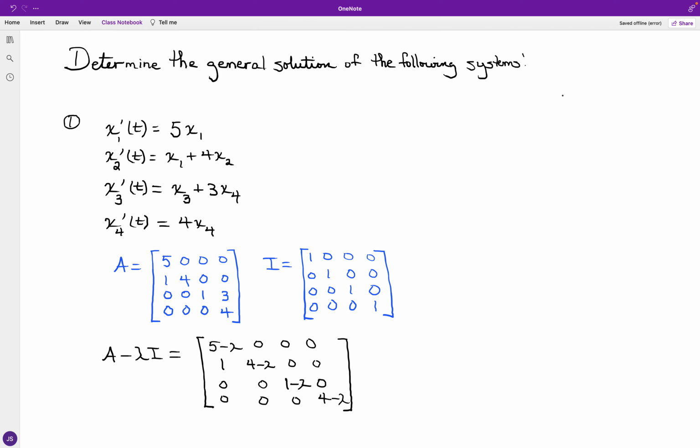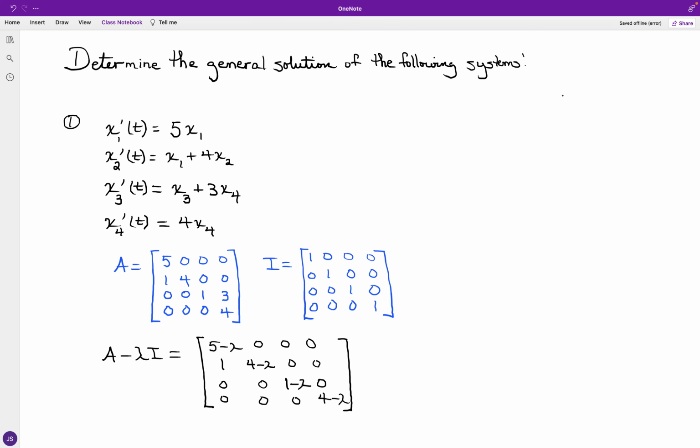And if we have the first order derivative of x3 with respect to t, we set this equal to x3 plus 3 times x4 to make up the third equation. For the fourth equation, we'll say that the first order derivative of x4 with respect to t is equal to 4 times x4.